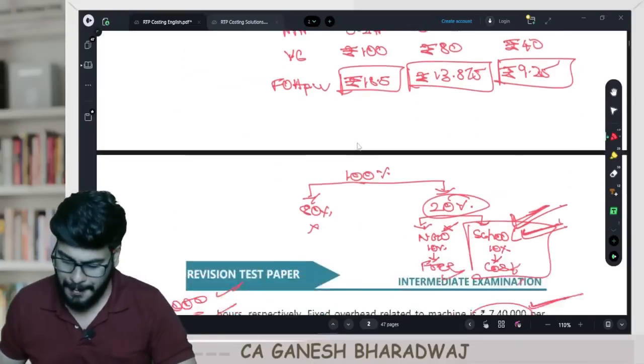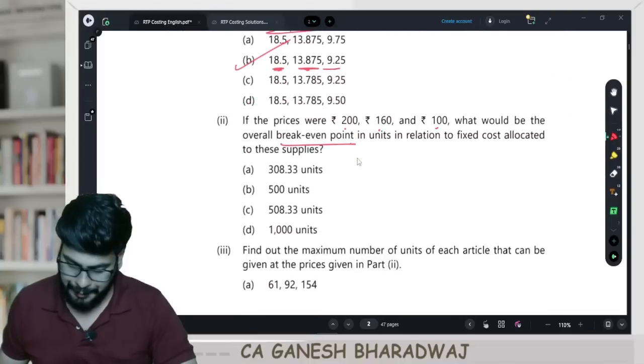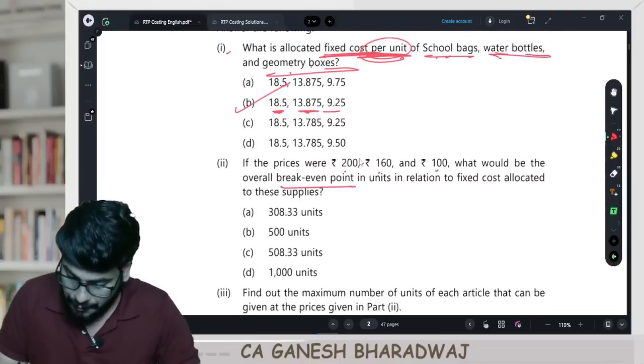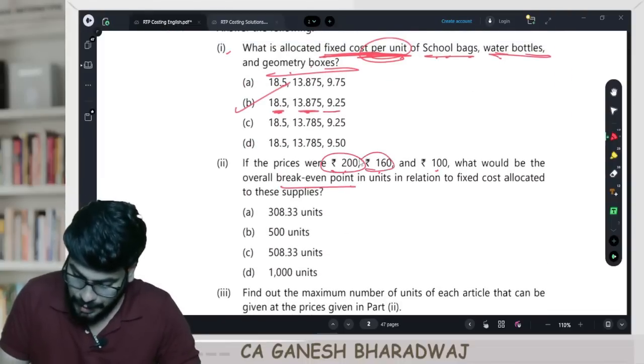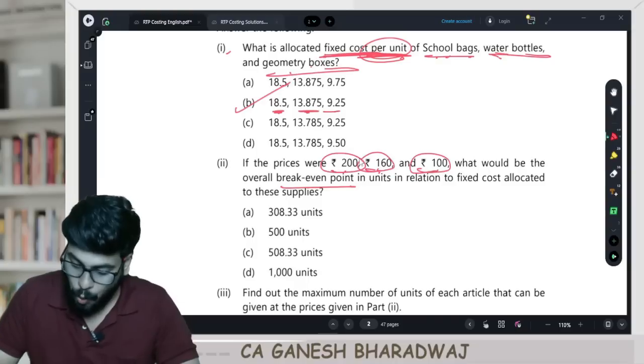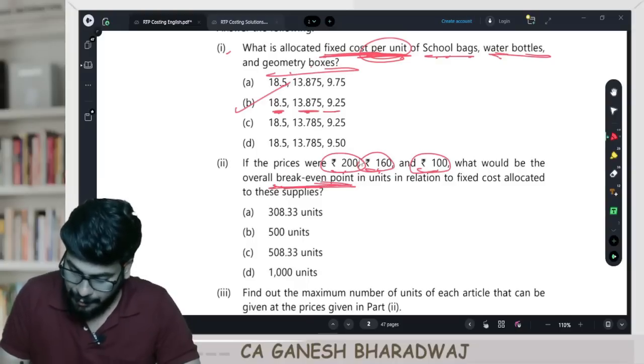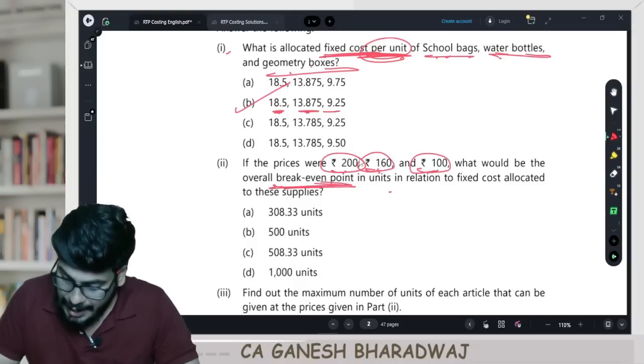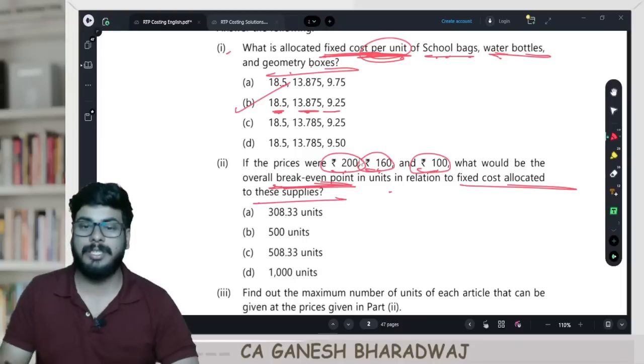That's about it, guys. Next one, what are they asking? If the selling prices were 200 rupees, 160 rupees and 100 rupees, what would be the overall break-even point in units in relation to the fixed cost allocated to these supplies?